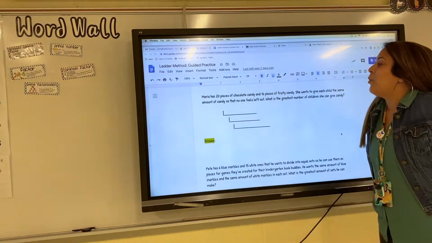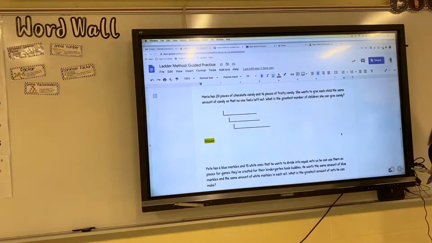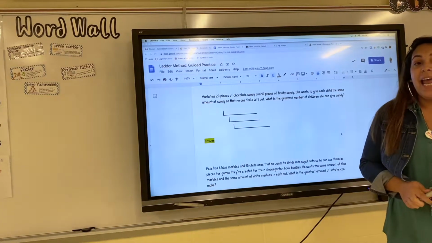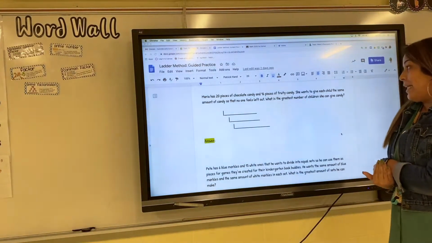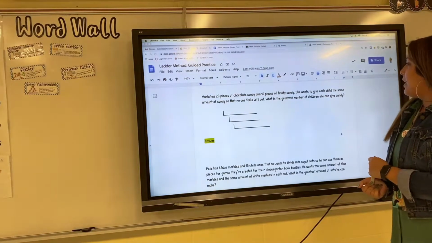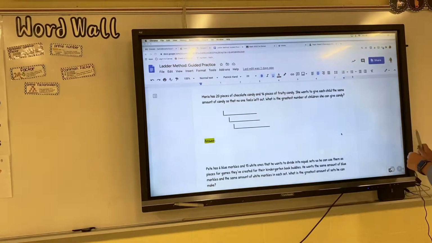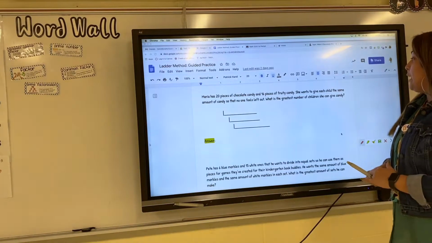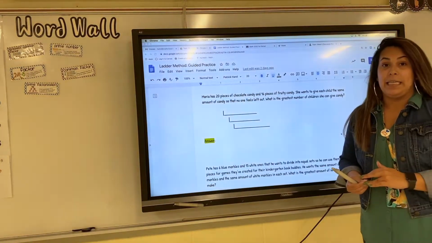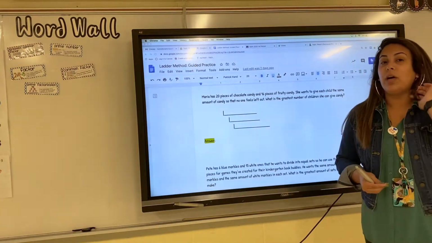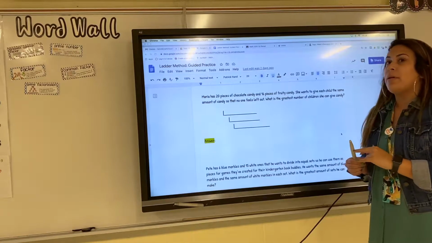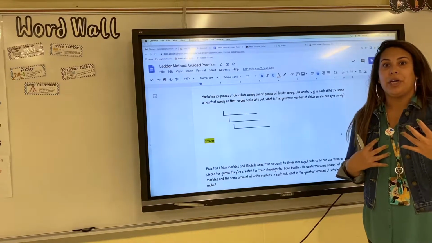Maria has 20 pieces of chocolate candy and 16 pieces of fruity candy. She wants to give each child the same amount of candy so that no one feels left out. What is the greatest number of children she can give candy? Whenever you're dealing with a word problem, you always remember you want to take out those key words.